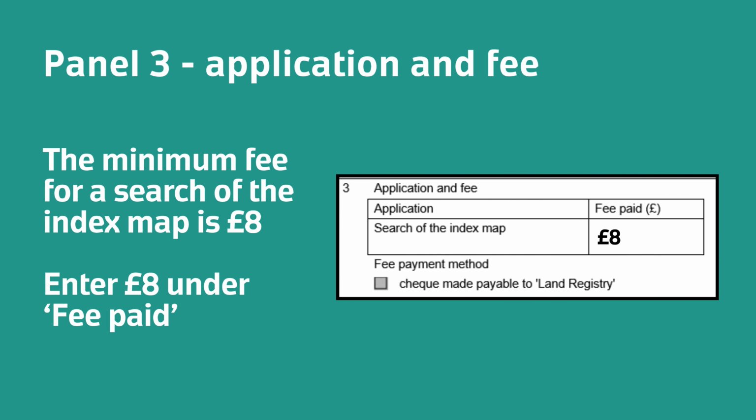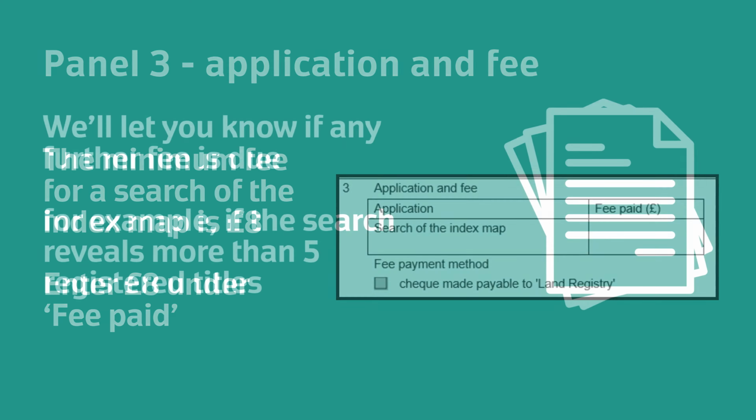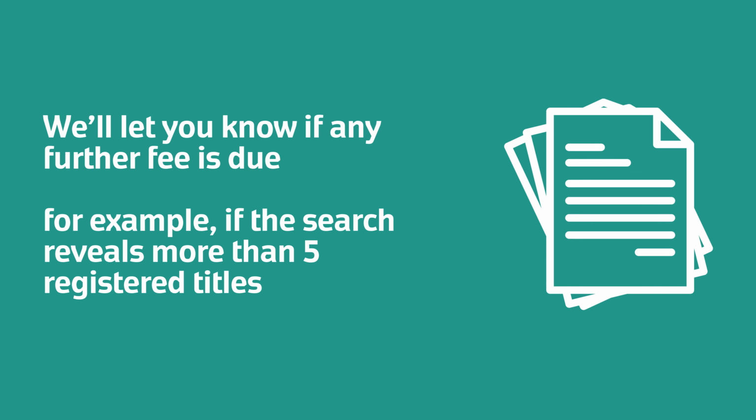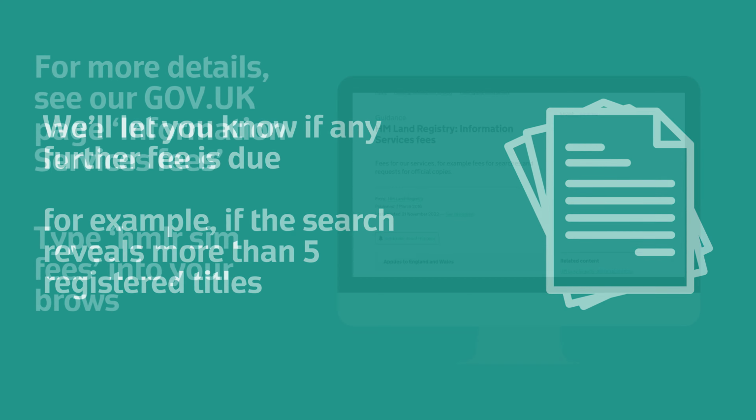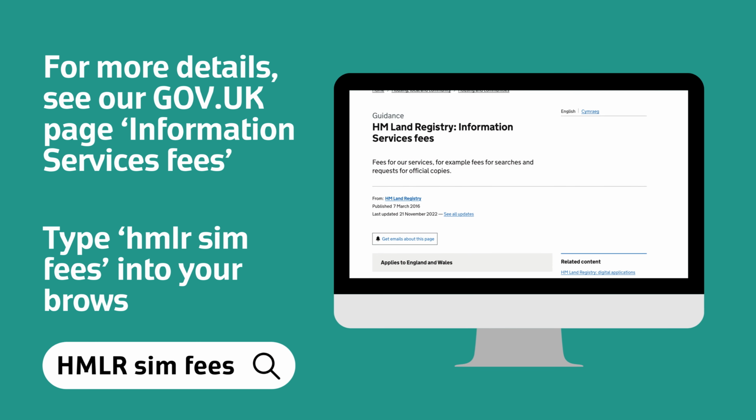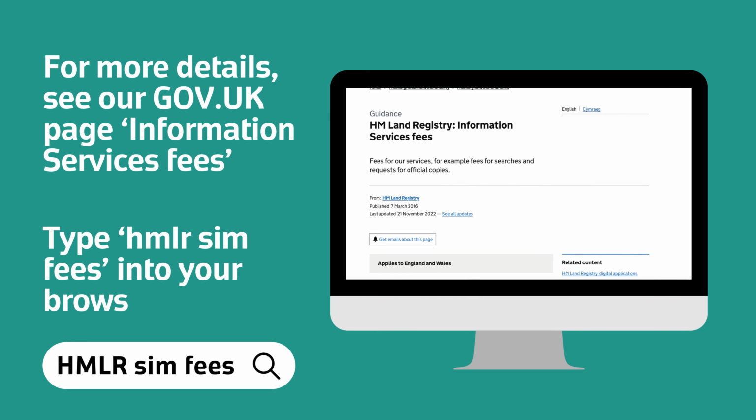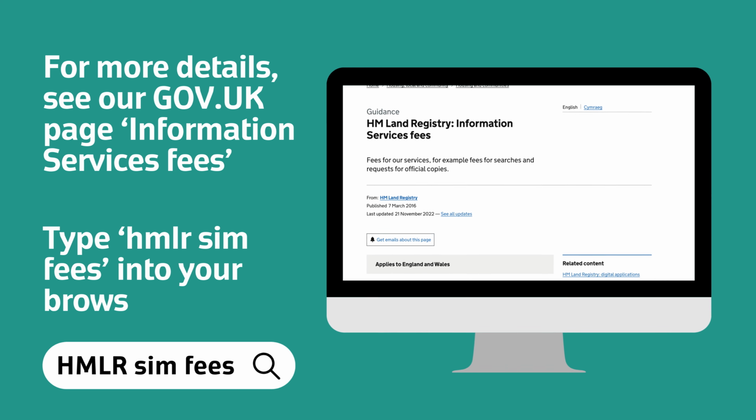Panel 3. Application and fee. The application type is already written on the form for you, so all you need to do is enter the minimum fee for a search of the index map application, which is £8. We will let you know if any further fee is due when we process your application. For example, if more than 5 registered titles are revealed by the search. See our webpage, HM Land Registry Information Services Fees, for the details of the fee payable.